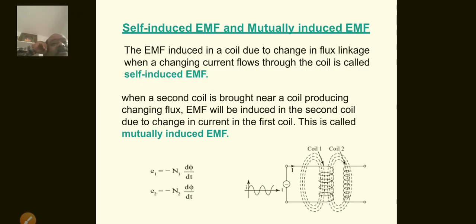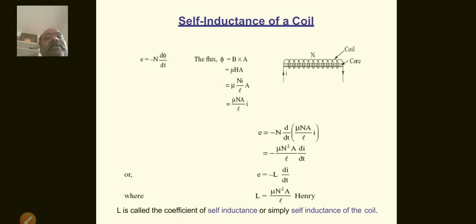This is about the mutually induced EMF. What is the EMF in the first coil? E1 is equal to minus N1 d phi by dt. And E2 is equal to minus N2 d phi by dt, with respect to coils 1 and 2, where N1 is the number of turns in coil 1 and N2 is the number of turns in coil 2. This is about the self-induced and mutually induced EMFs.